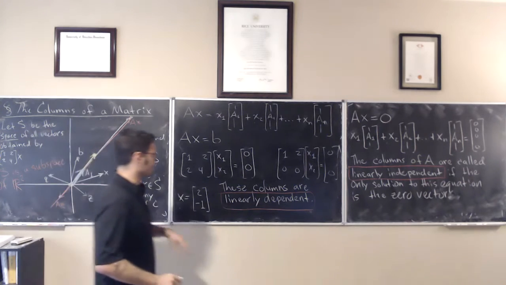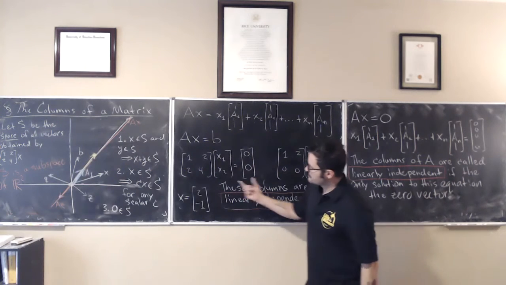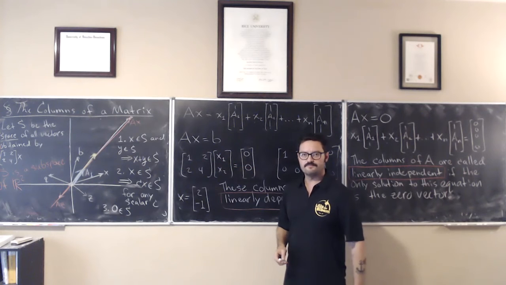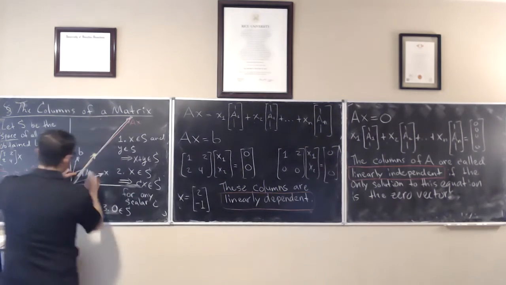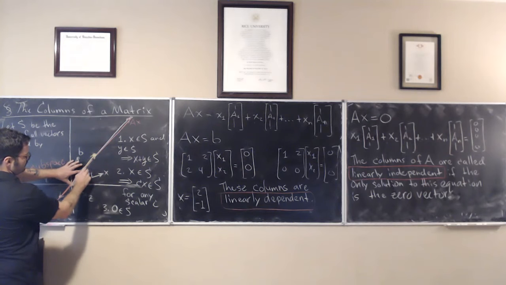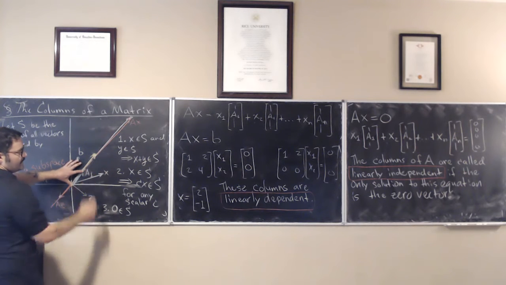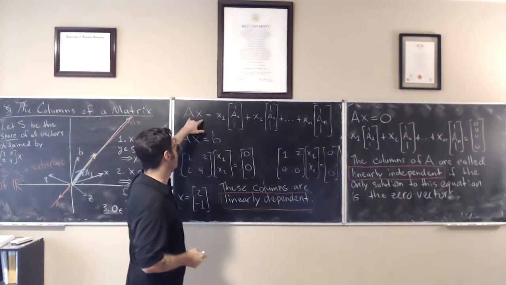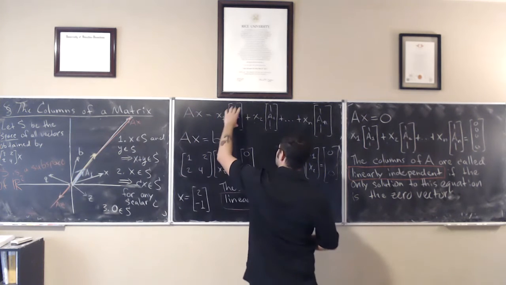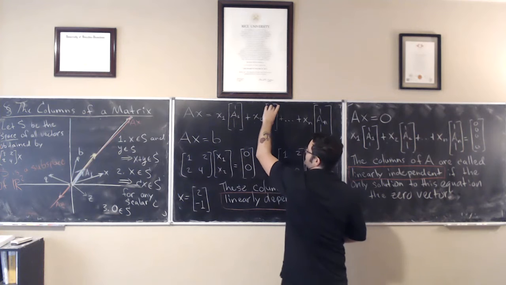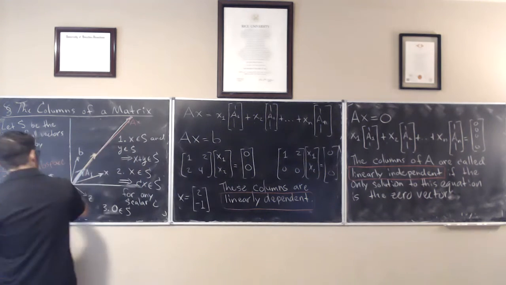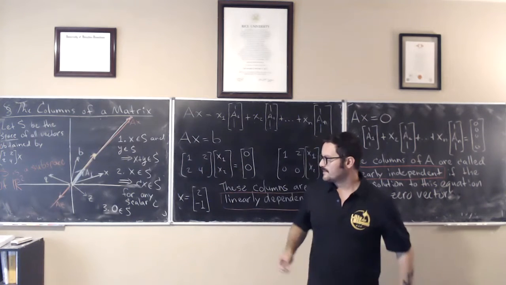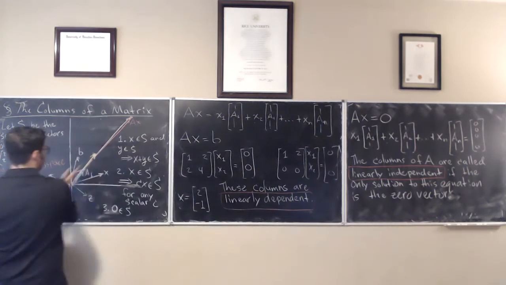Look at what's happening here. There is a solution to this because that column is a multiple of the other column. That column is a multiple of this column. And what happens when we multiply that matrix by x? We're taking a multiple of this column plus a multiple of the other column. Where could you possibly land? It has to be on a line, right? It can't move anywhere off that line.